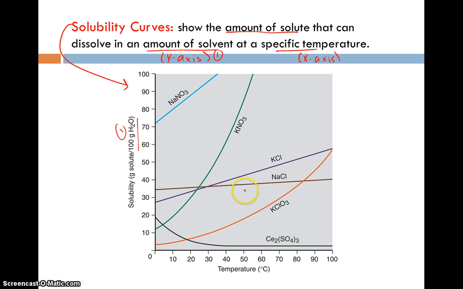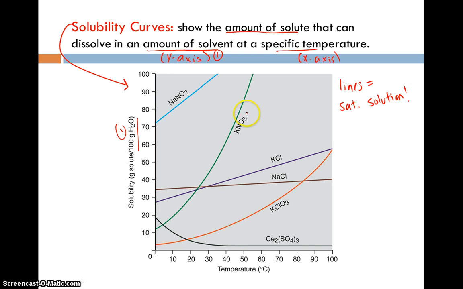So this graph can show you, does it hold more as the temperature increases, or does it hold less as the temperature increases? And the amount of solute is going to come from the line itself, because all these lines that are on the graph are showing us where a perfect saturated solution exists.